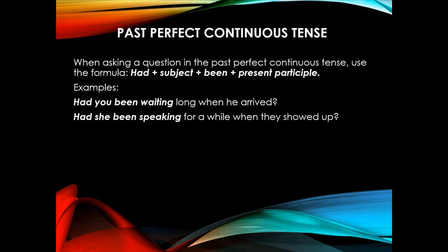Now, if we make past perfect continuous tense into a question, then the structure will be like this. Had, we will place the auxiliary verb at the first of the sentence, then the subject, then been plus the present participle. That means the verb with ing. Example: had you been waiting long when he arrived? Had she been speaking for a while when they showed up?